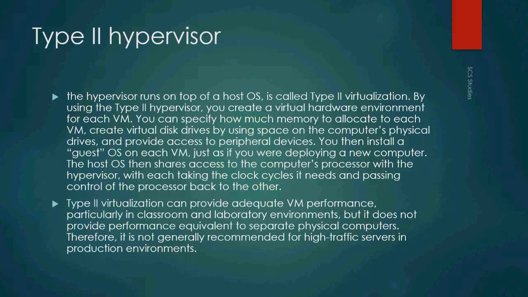Type 2 virtualization can provide adequate VM performance, particularly in classroom and laboratory environments, but it does not provide performance equivalent to a separate physical computer. So this is one of the important keynotes: whenever you create virtual machines on a type 2 hypervisor, the VM performance in a classroom and laboratory environment is okay. But in a production environment, it is different from a separate physical computer.